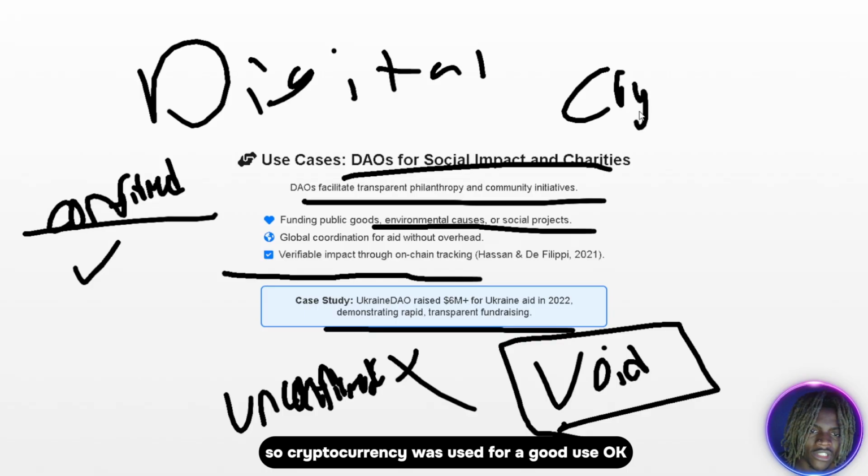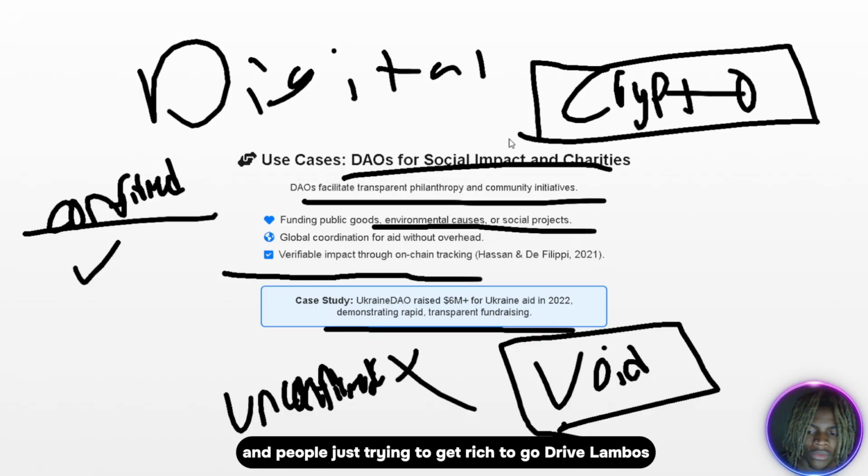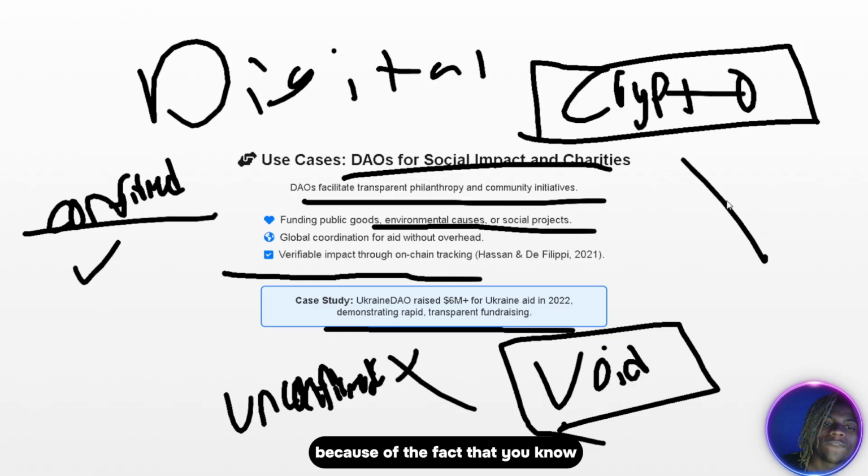So cryptocurrency was used for a good use. Okay. It's not just all meme coins and jokes and people just trying to get rich to go drive Lambos. Okay, it's real people being assisted within the world because of the fact that cryptocurrency is going to be useful.